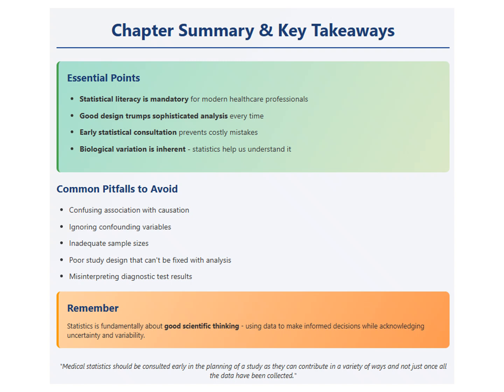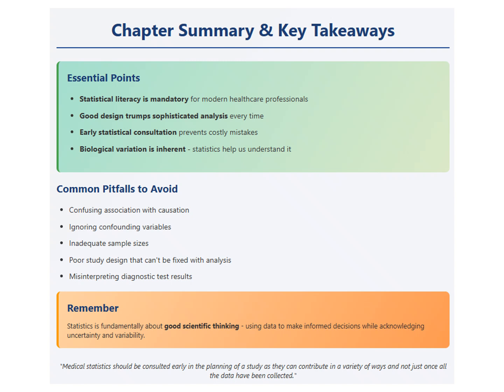Fourth, biological variation is inherent and unavoidable. Unlike physical science, where repeated experiments give identical results, biological systems are inherently variable. Statistics gives us the tools to find meaningful patterns despite this variability.